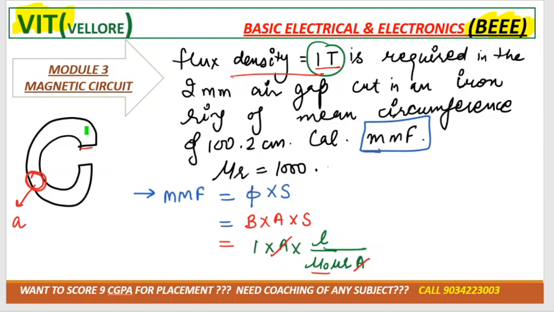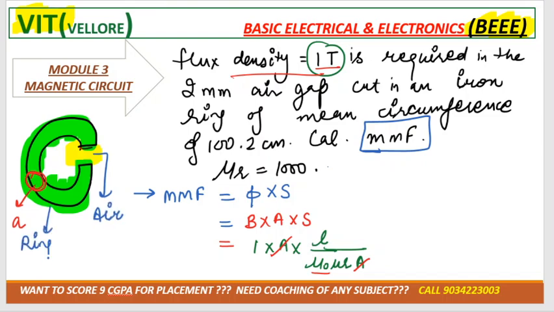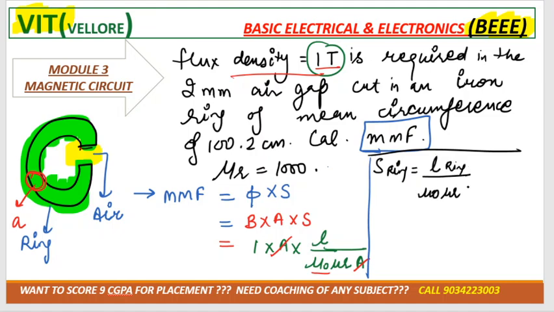Now basically they have given two S values. One S we need to calculate for the iron ring, and another S for this air gap. So this is the air gap, and this is the ring. Can we say that S ring is equal to L, the length for the ring, divided by mu naught mu r multiplied by area?